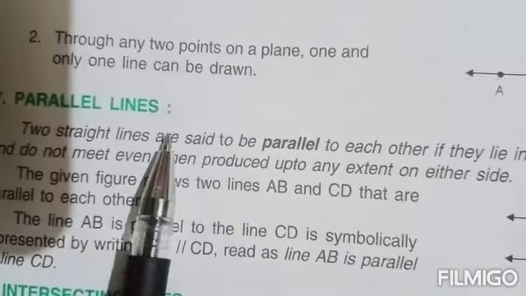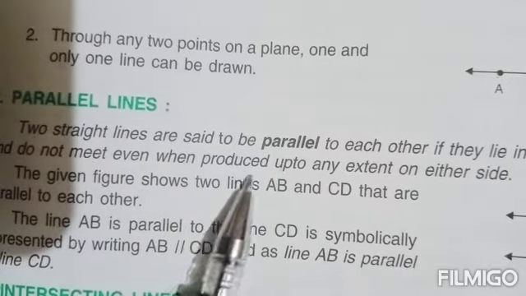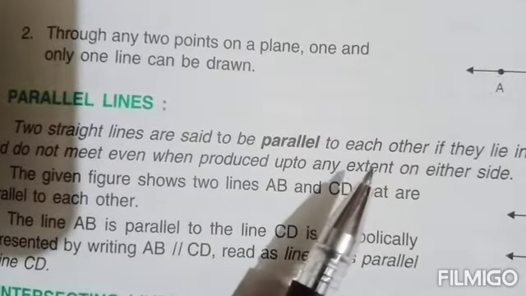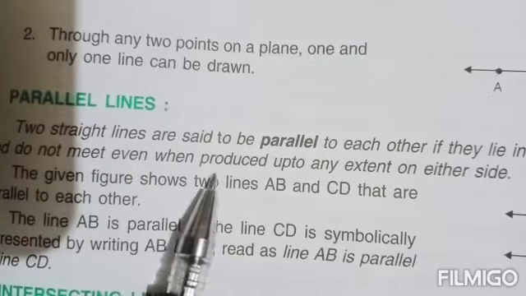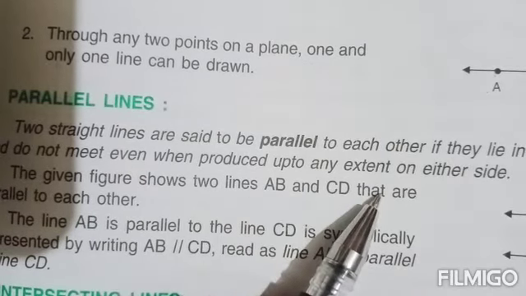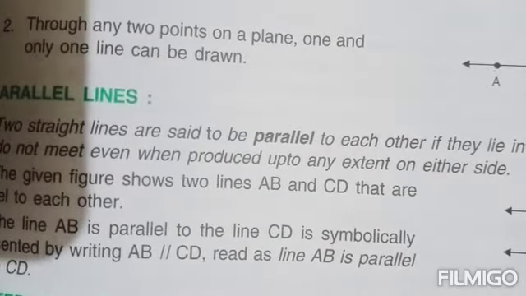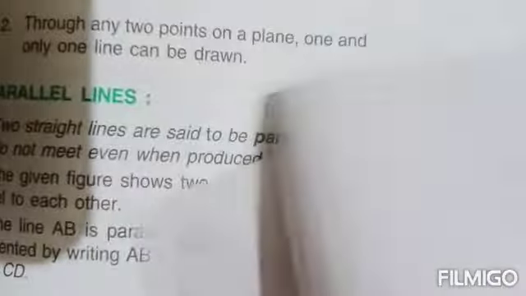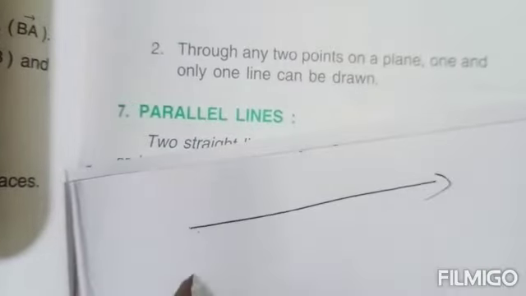Seventh one, parallel lines. Two straight lines are said to be parallel to each other if they lie in the same plane and do not meet even when produced up to any extent on either side. So, parallel lines means two lines are said to be parallel when the two lines do not meet each other.